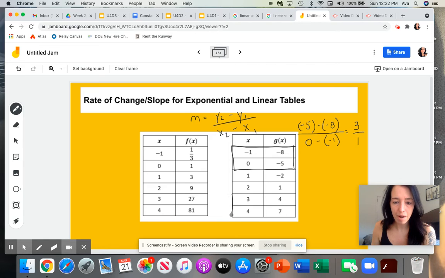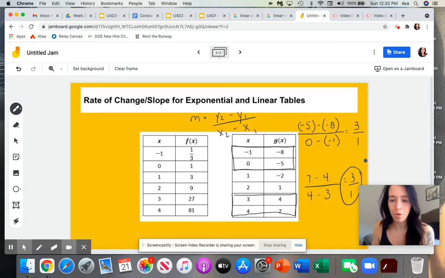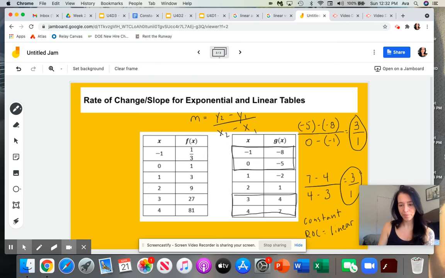All right, now I'm going to compare that to the slope at the bottom of the table. So again, I'm still using my slope formula. I'm going to do 7 minus 4, those are my y values, over 4 minus 3. Well, 7 minus 4 is 3, 4 minus 3 is 1, boom, same slope, or we could say constant rate of change. So this has to be the linear function, okay?